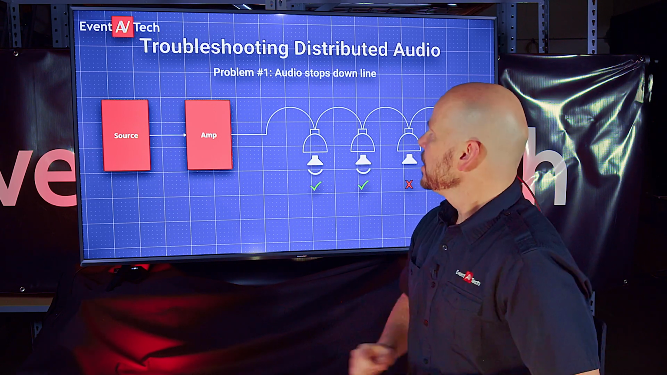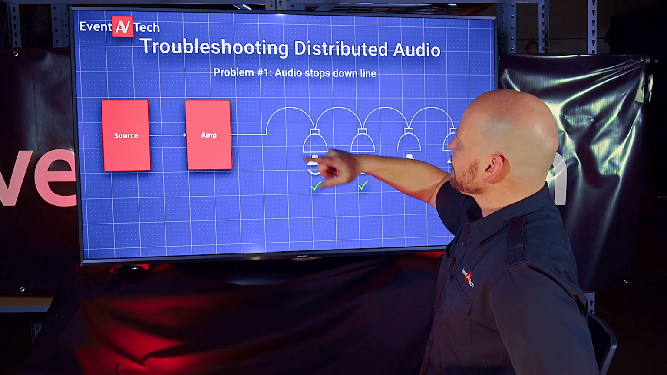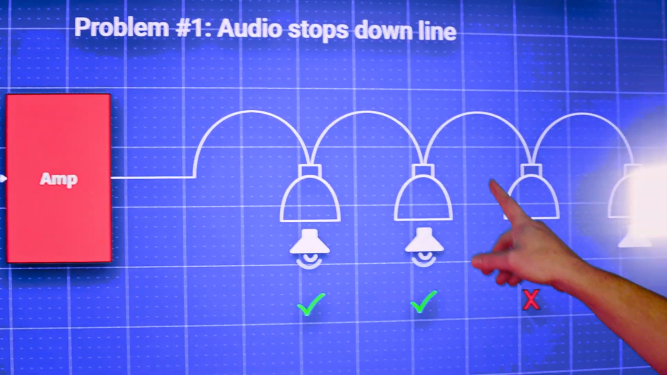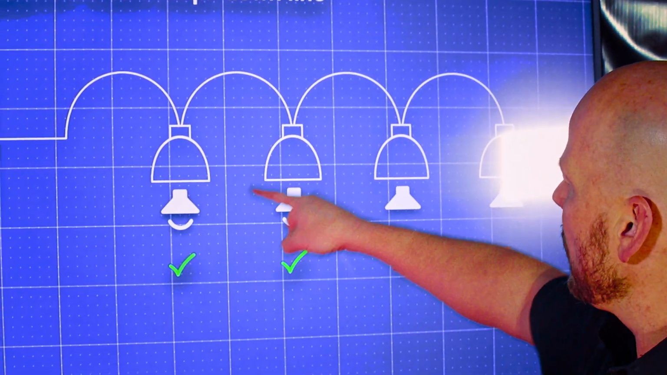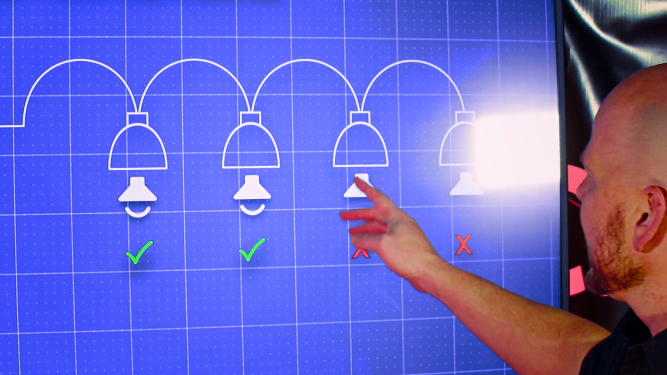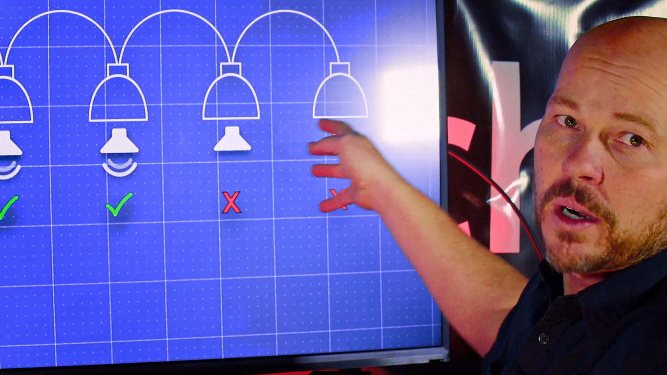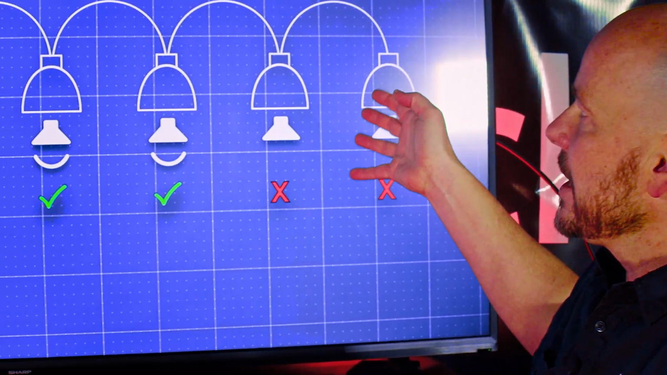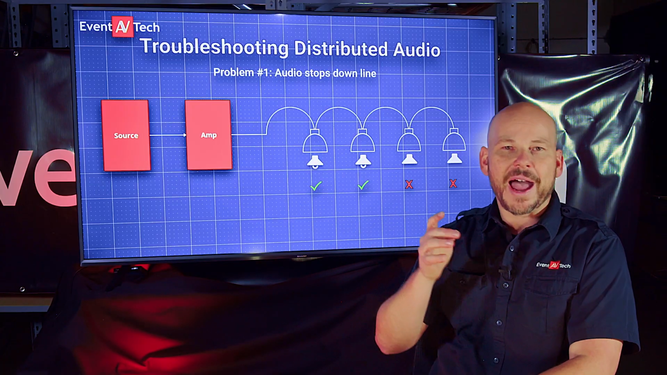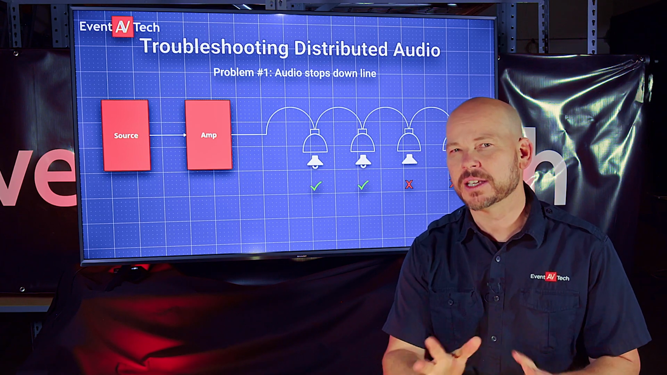That's the basics. So our problem number one, we've got everything connected and we've got audio in speaker one and we got audio in speaker two, but then audio drops going into speaker 3 and speaker 4. Down the chain, the audio has stopped, all right? So how do we begin to troubleshoot this problem?